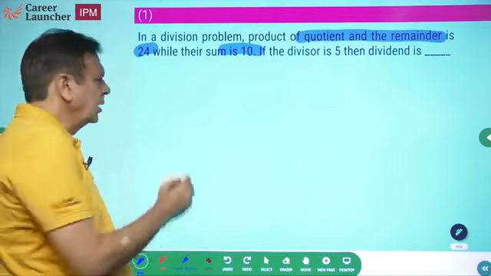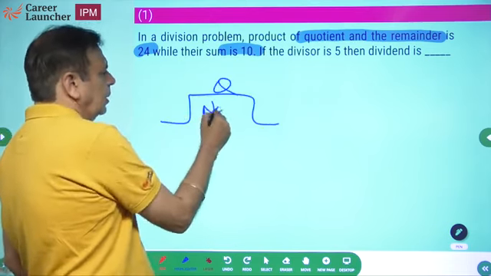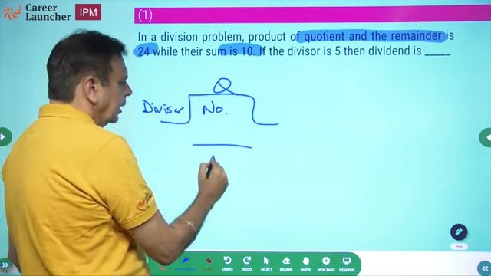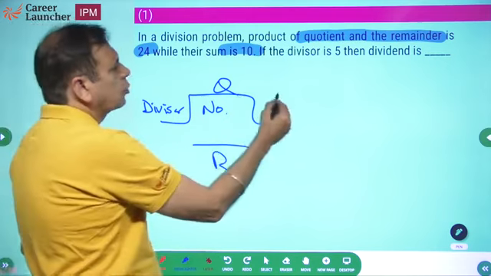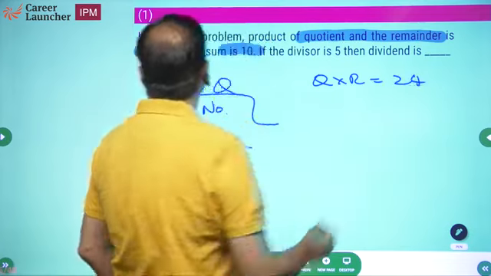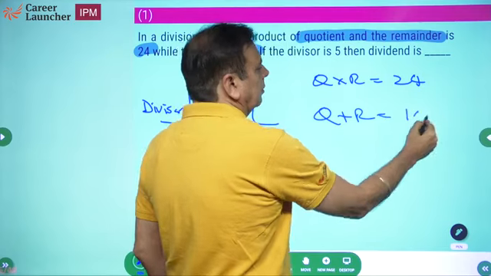Simple question. हम सबको मालूम है ना ये. This is the quotient, this is the number, this is the divisor. And you will get the remainder here. Okay. What does it say? Product of quotient and remainder. Quotient into remainder is equal to 24 and quotient plus remainder is equal to 10.